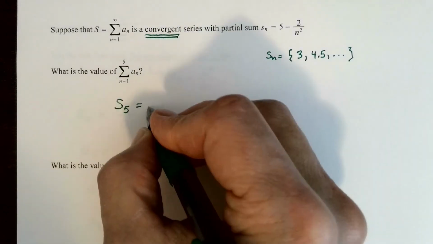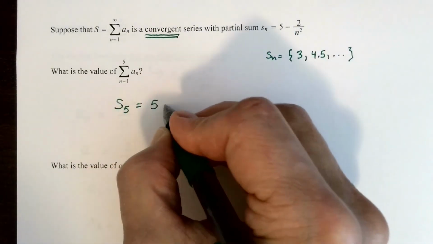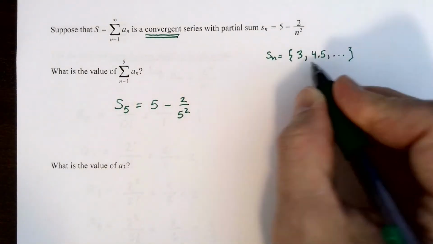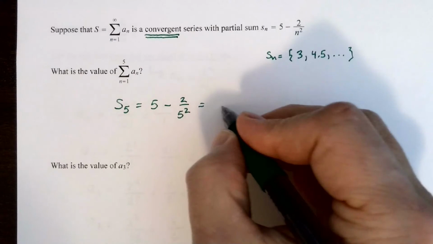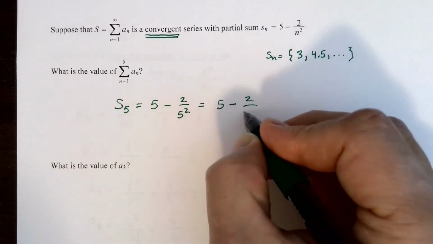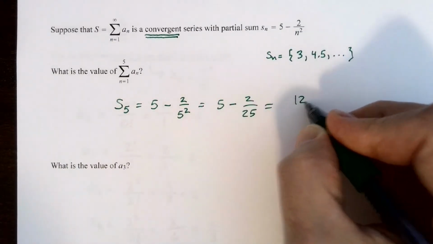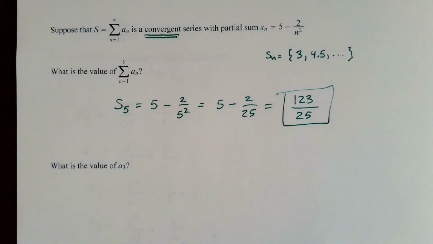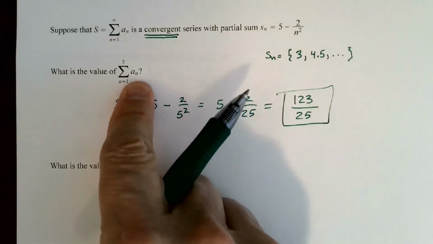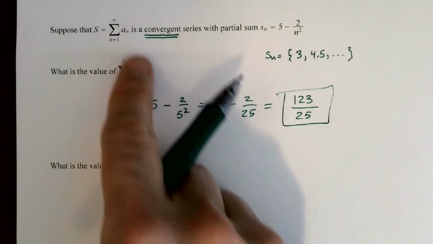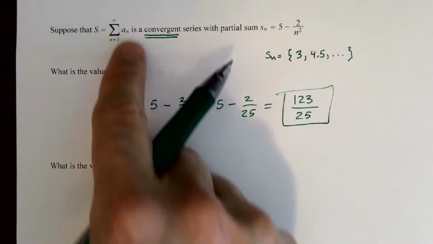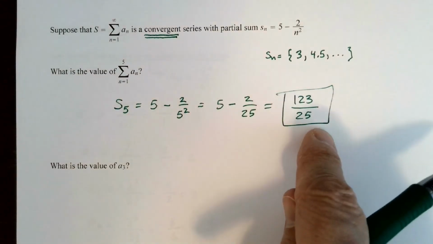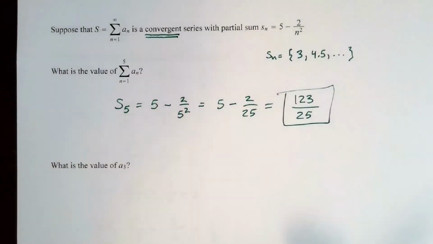And so, what is S sub 5? By the formula, it's 5 minus 2 divided by 5 squared. It's the fifth term in the sequence. Which is 5 minus 2 25ths, which is 123 25ths. And there's the value of that. And notice I'm able to do that without actually having any formula for the a sub n's. I don't even know what I'm adding up here, other than that the sum is this, right? And I get that from the sequence of partial sums.